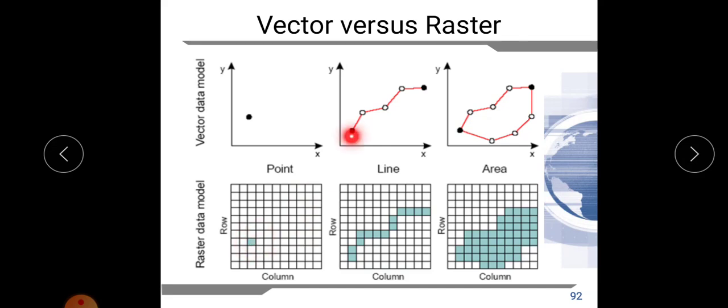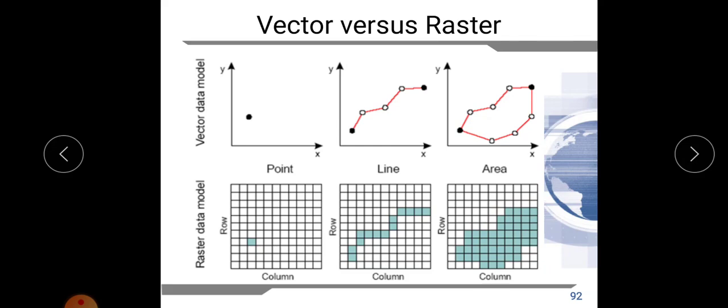So this is the data representation of a line in the case of the vector data model. For representing the same line in the raster data model, we are using a series of cells. And here is the area represented using the vector data model, or polygon. For representing the same area, we are using a group of cells in the raster data model. So here is the representation of area or polygon in the raster data model.